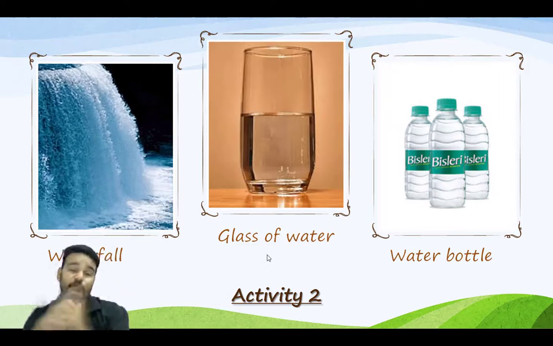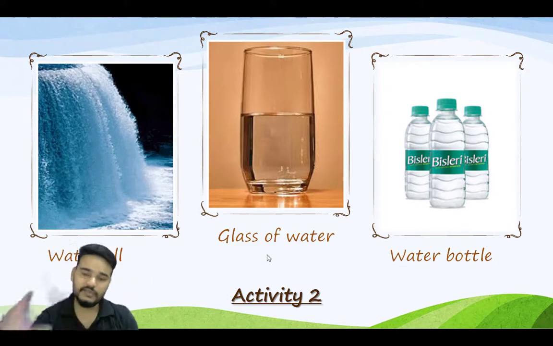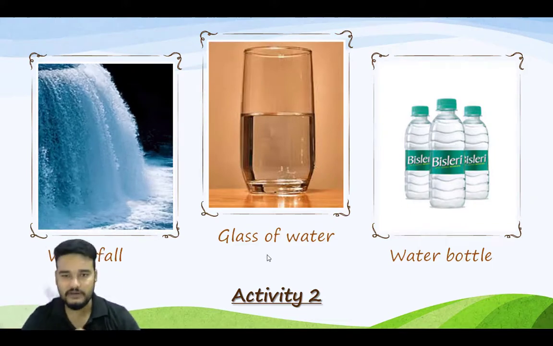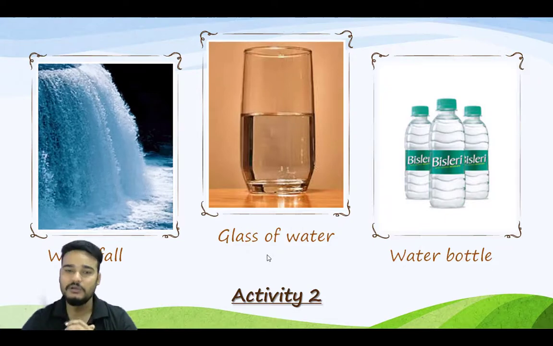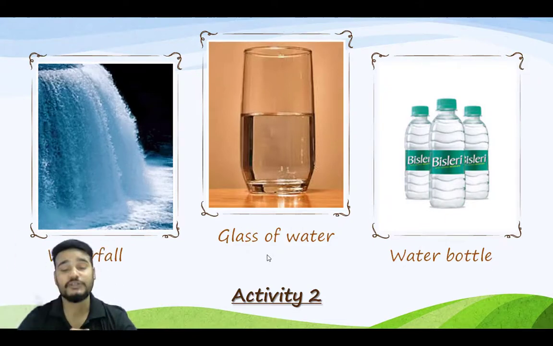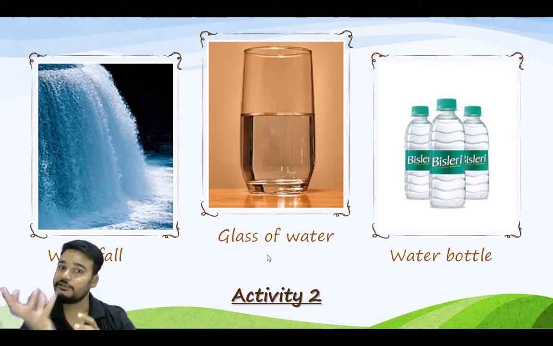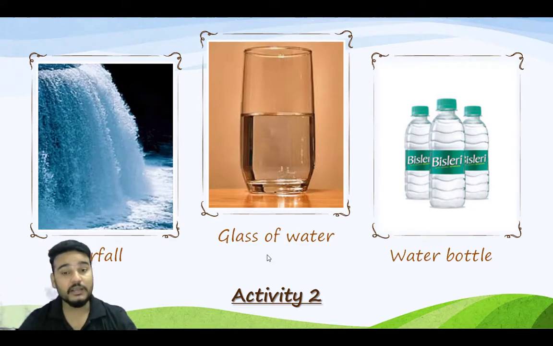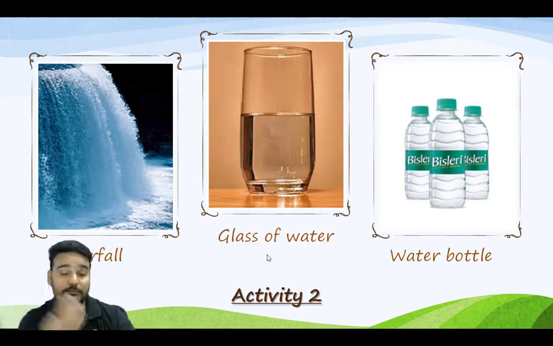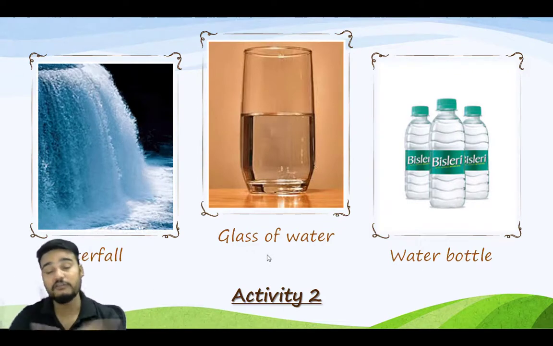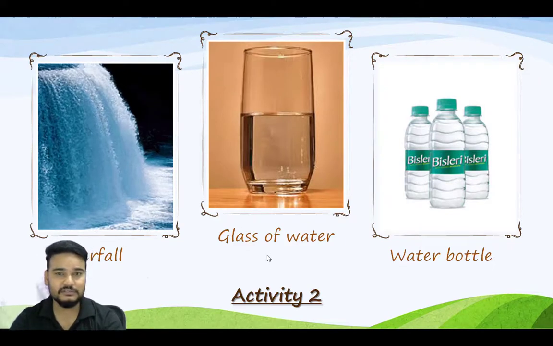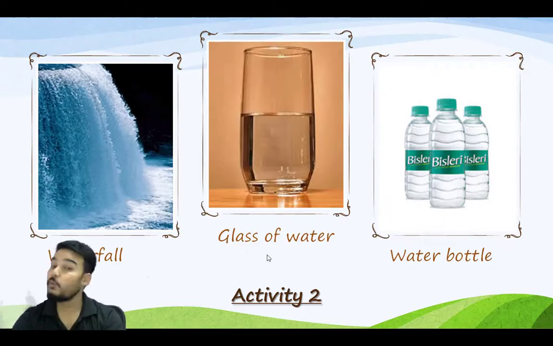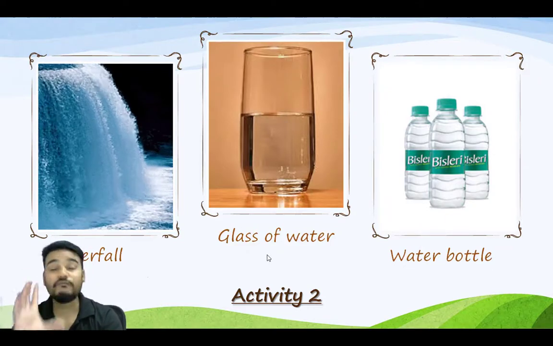So when water is flowing from a waterfall, if we fill it in a glass, it will take the shape of a glass, right? But when the same water we pour in the bottle, it will take the shape of a bottle. Or if we keep it in a bucket, it will take the shape of a bucket. If we keep it in one container, another container, it will take the shape of that container. That means water does not have its definite shape, right?